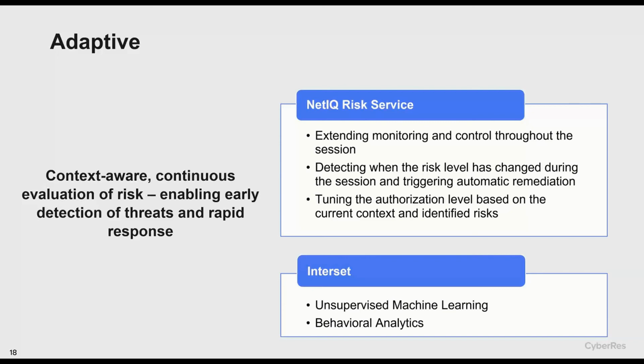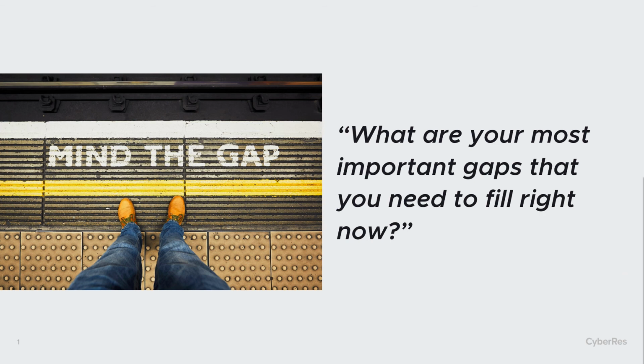Okay, so this gives us that view of constantly recognizing what's going on and being able to respond to it. And then this also leverages Interset, which provides us that additional insight from the unsupervised machine learning and behavioral analytics. So we provide information to Interset, Interset turns back and provides information back to us. So that way we can have a better understanding of what's going on to provide continuous authentication and continuous authorization.